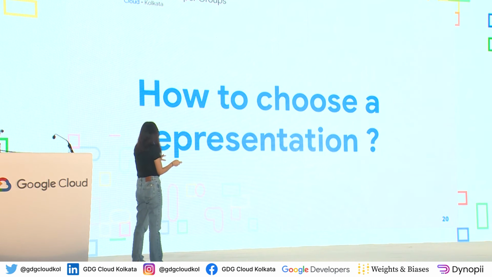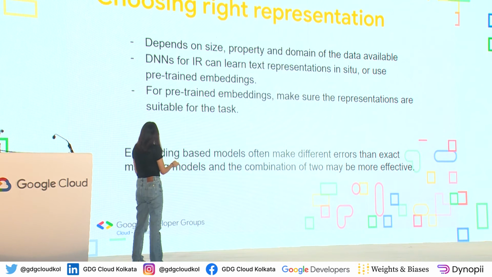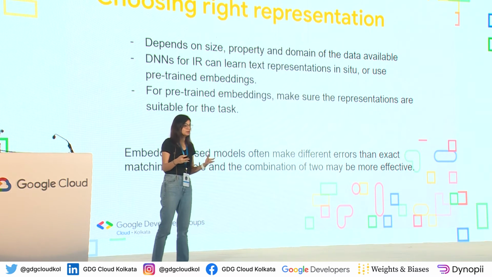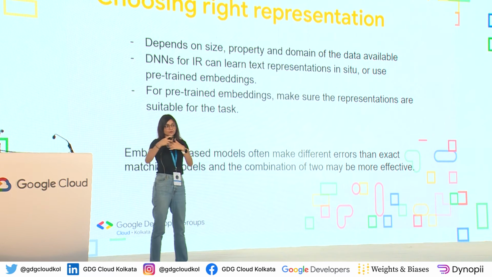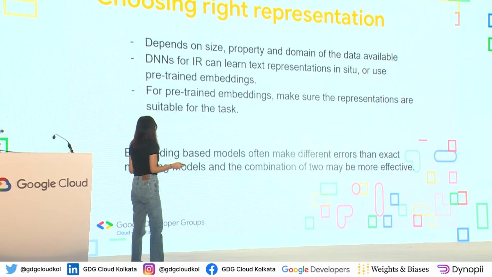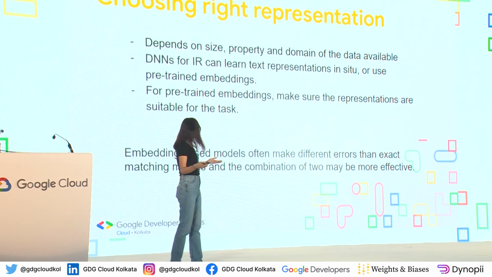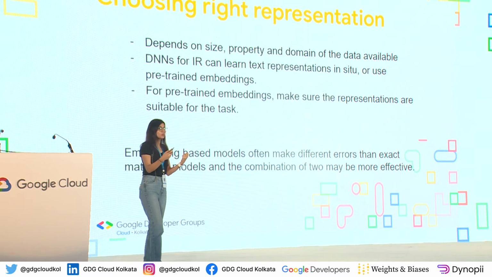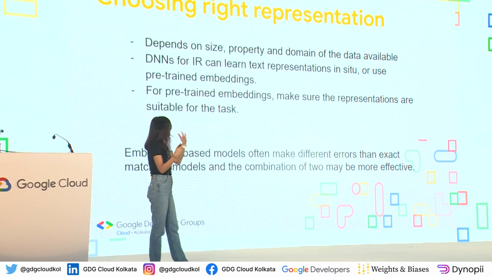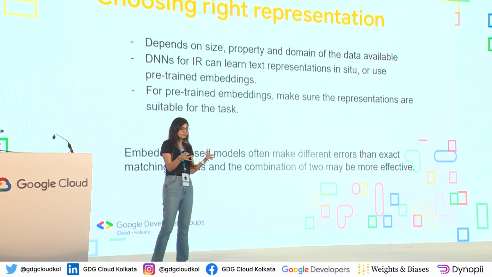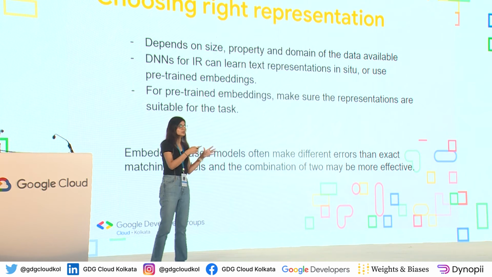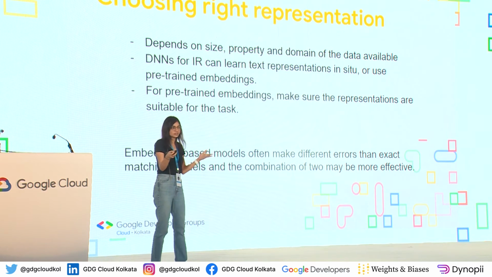How to choose any representation? Well, all right. Choosing the right kind of embeddings or featurization technique depends on the size of your data, the properties of your data, whether you have short text or long text, whether you have long documents or shorter documents, and also the domain in which you're operating. Then, deep neural networks, as we say, capture a lot of the meaning and essence of what the document actually conveys. They can be learned in situ. That means that you can use your custom domain-specific data to train embeddings from scratch, or you can use already trained models, like pre-trained embeddings, and use them directly for featurization.